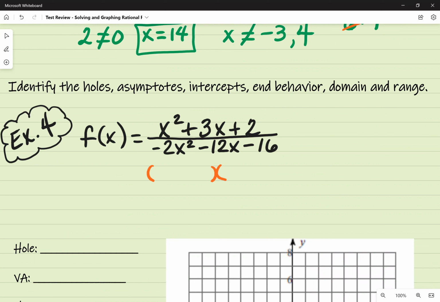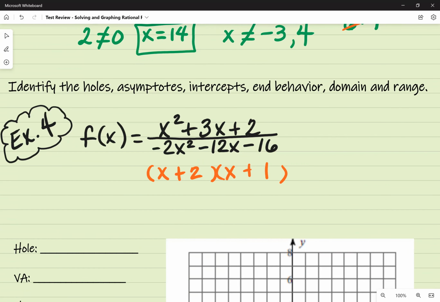So again, if I am still struggling with factoring, just do guess and check for now. So what's going to give me x squared? x times x. Well, what are factors that will multiply to give me +2, but add to give me 3? Well, that one's pretty easy. That's going to be a +2 and a +1.